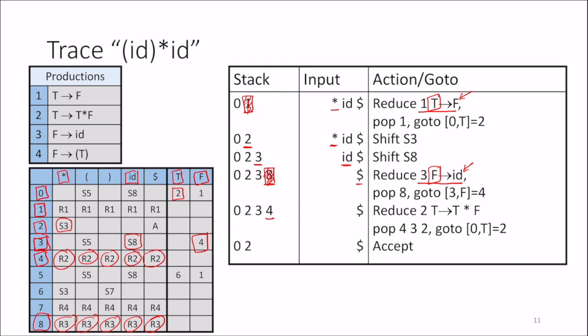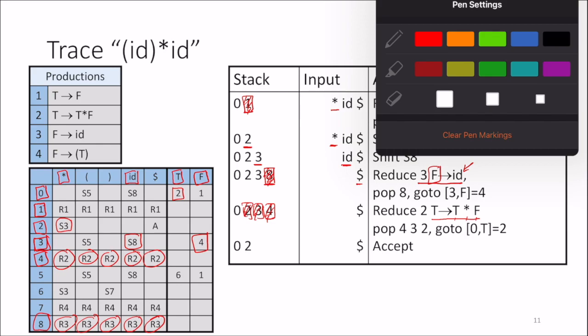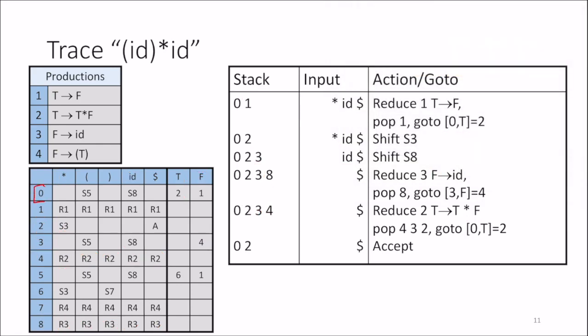Rule 2 is t goes to t times f. And notice that I have 1, 2, 3 symbols. So I pop 3 symbols off the stack and I end up in state 0. So let me just clear the pen markings here. So I'm at state 0 and I have the left hand side of rule 2 is t. So I go to state 2. When I'm in state 2 and the next input symbol is the end of input symbol, the $, I can accept, and that's my final action, is to accept the input string.